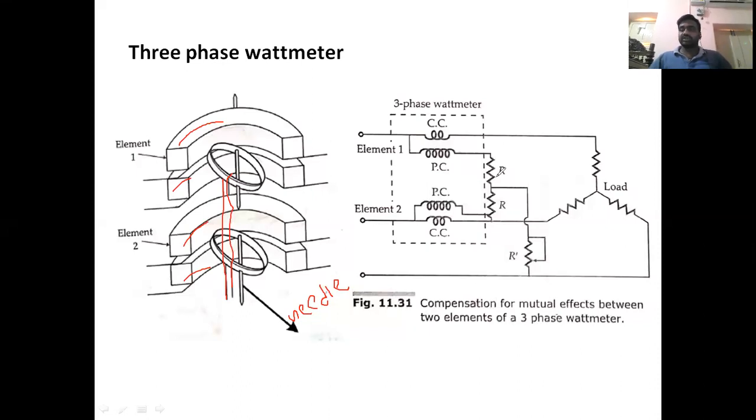Why did we connect the resistance? The purpose of this high resistance is to eliminate the current flowing in the potential coil. So we connected a resistance to this potential coil, in series with an external variable resistance. The main purpose of connecting an external resistance is to eliminate the mutual effects between the two elements. So this is about the construction.